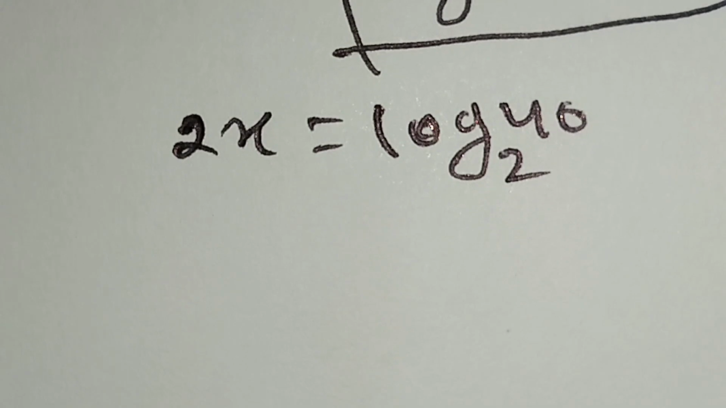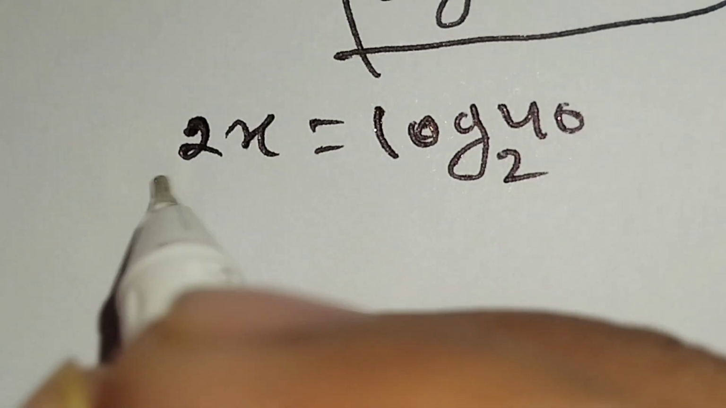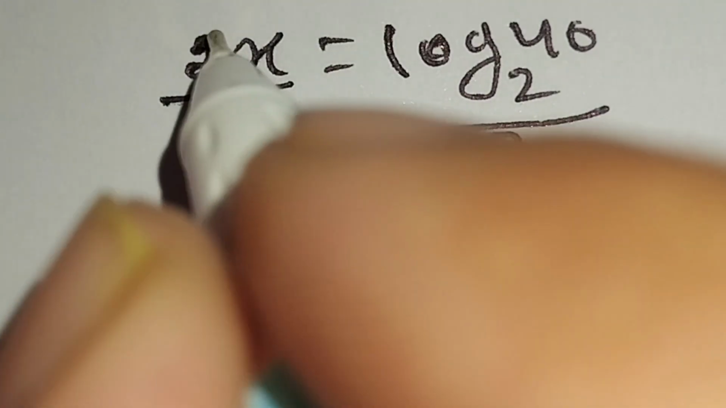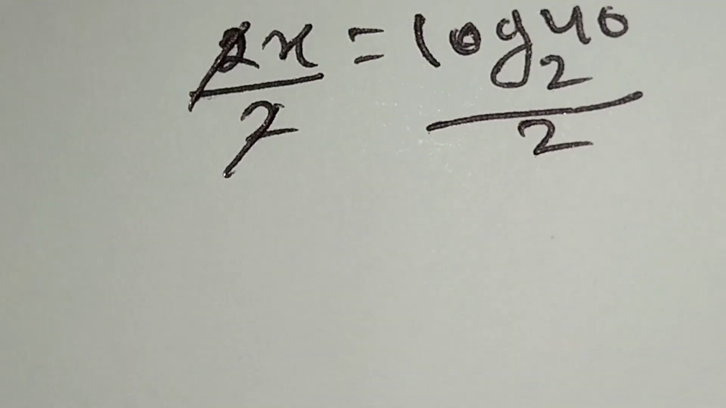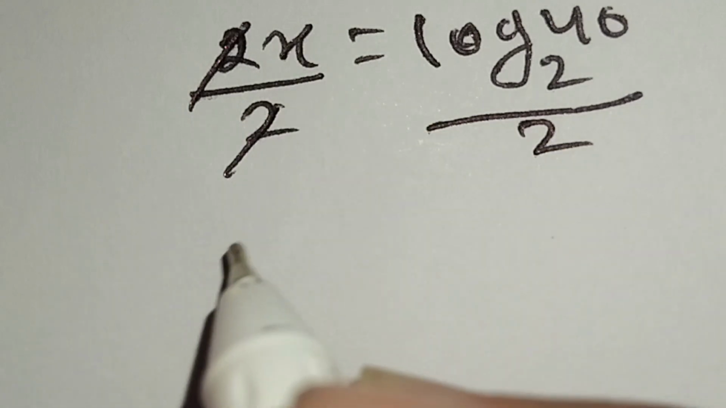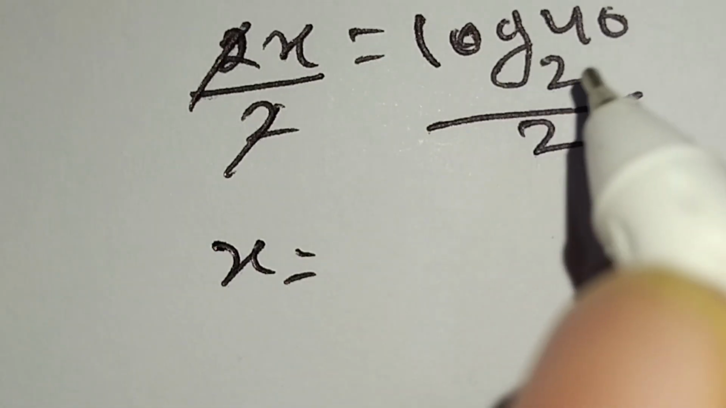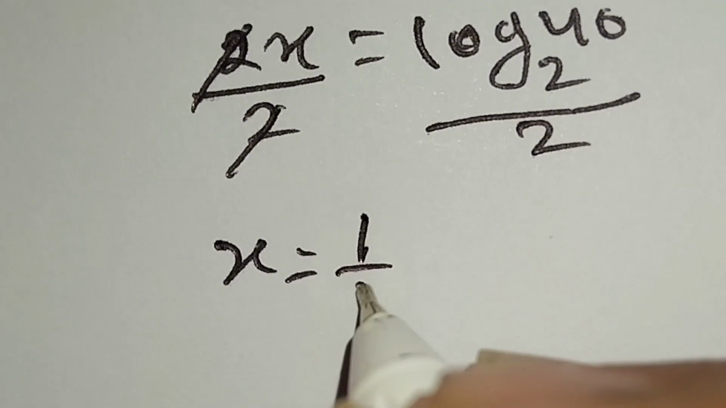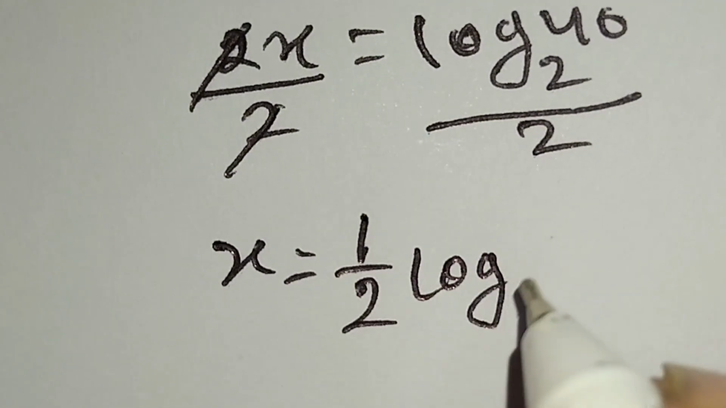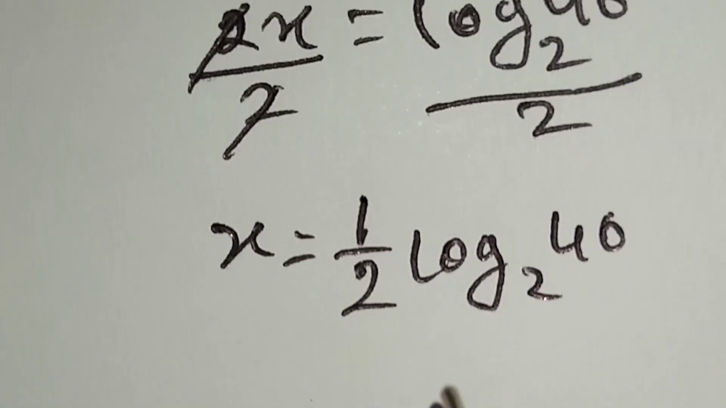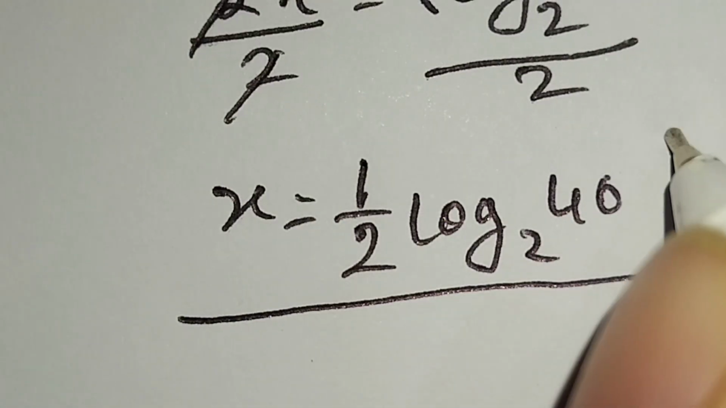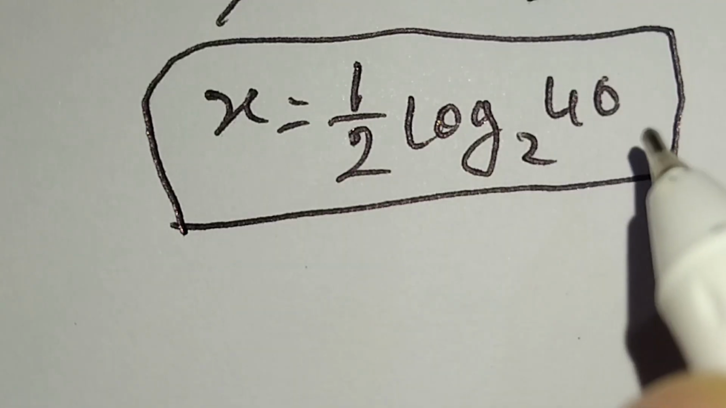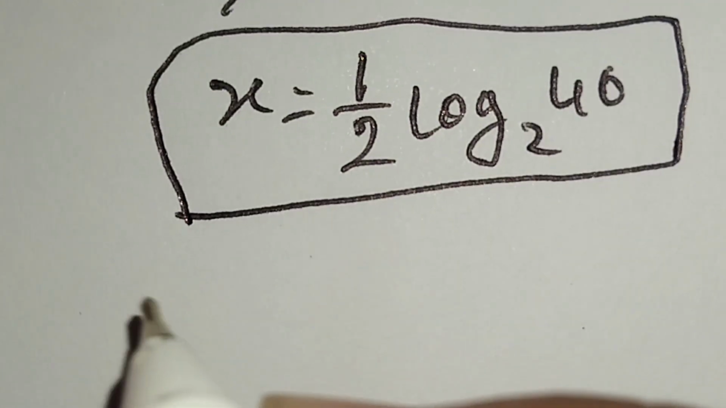Now we will divide both sides by 2. Here this 2 cancels out. Now we can write x is equal to log 40 to the base 2 over 2 as 1 over 2 log 40 to the base 2. This is our final answer. Now we will verify to check whether this value is correct or not. So let's verify.